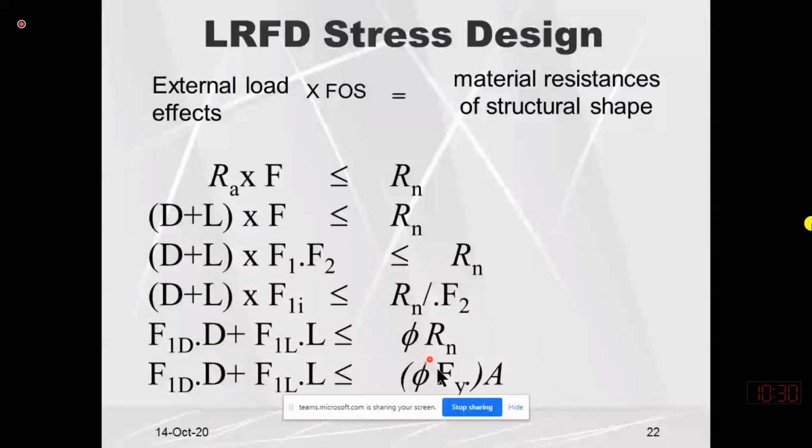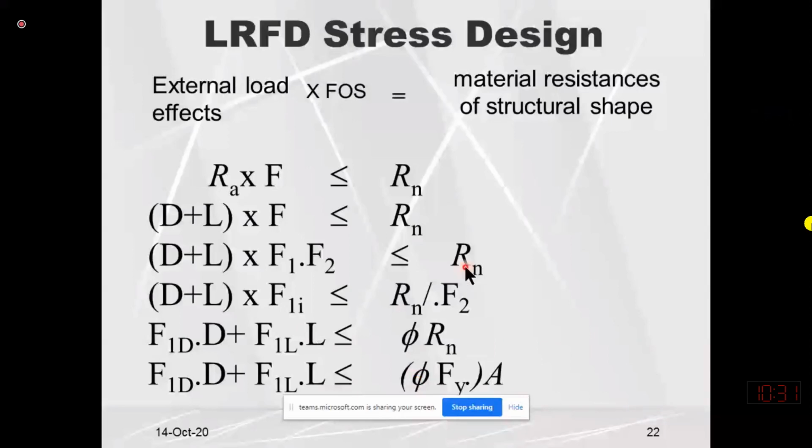In ASD, we are just reducing the material strength by dividing by the factor of safety, and we just put the limit on the stress value or the strength value, which was 0.6. But unlike that, here we are increasing the load, but at the same time, we are reducing the material strength. So that's why this method is referred to as the load and resistance factor design method.